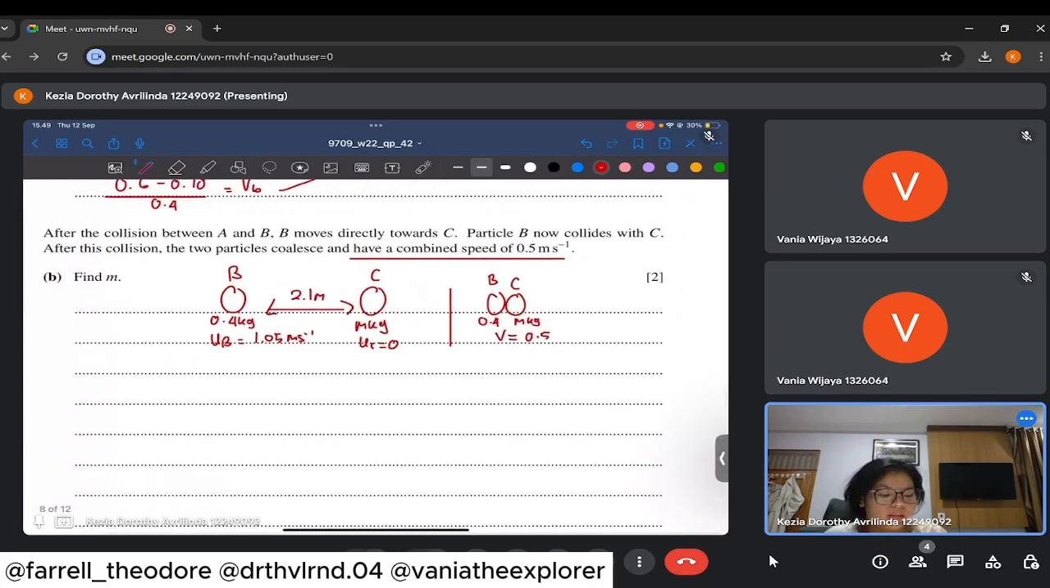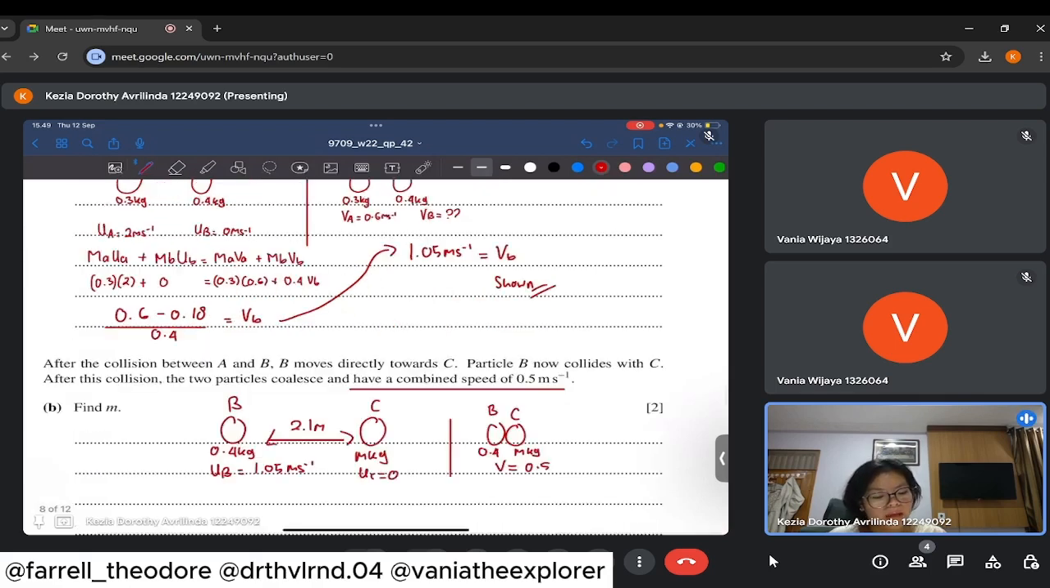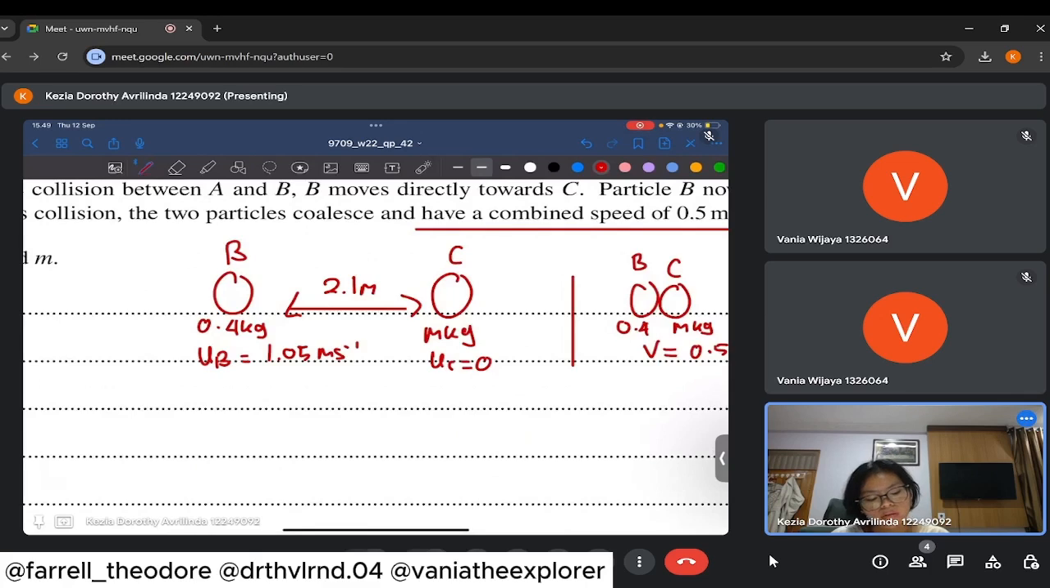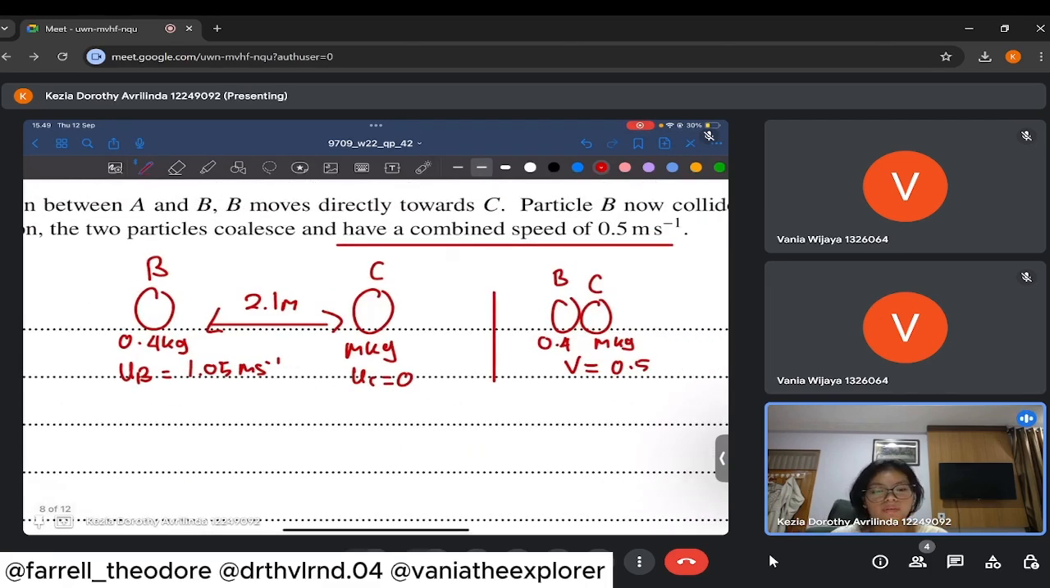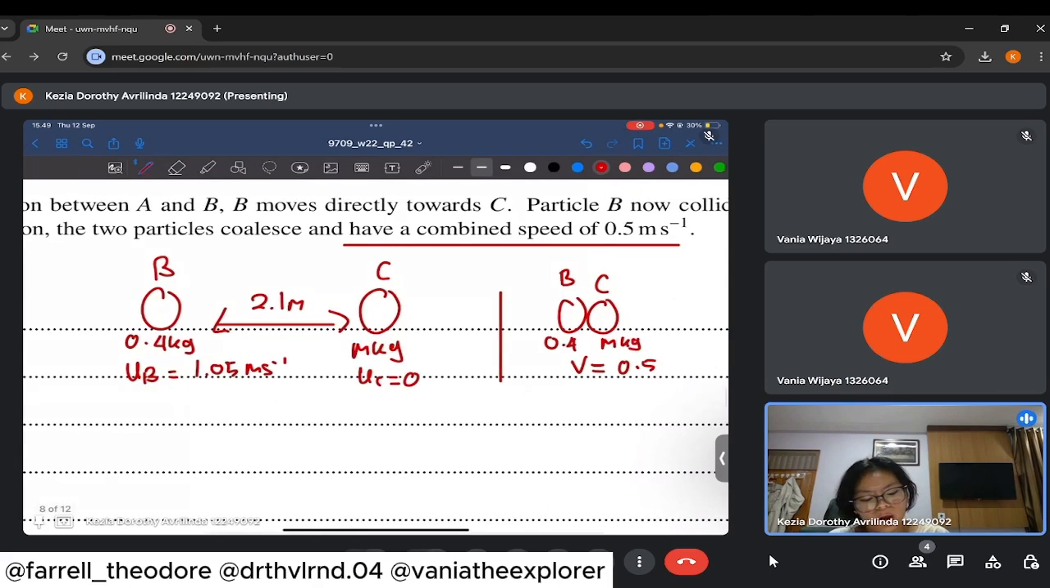Okay. So for this, I have drawn the diagram for particle B and C. B has a mass of 0.4, and its previous velocity from A becomes its initial velocity, of course, since there is a collision between B and C. Therefore, there will be a final velocity from that collision. So our previous velocity becomes our initial velocity. So UB is 1.05 meter per second, and C is at rest, so 0.